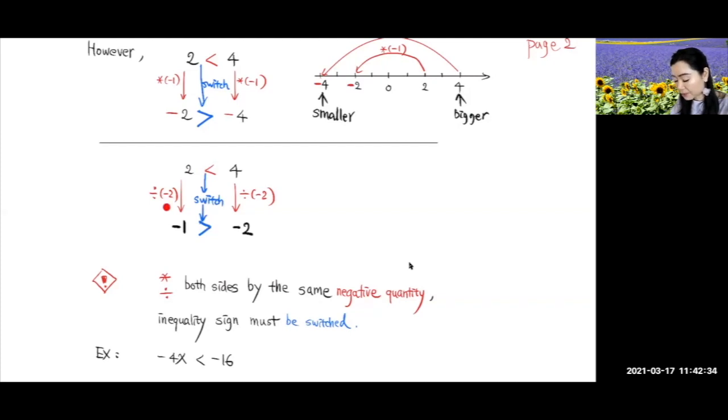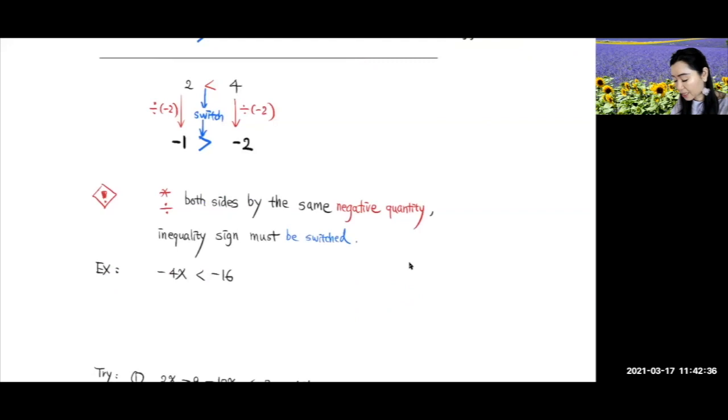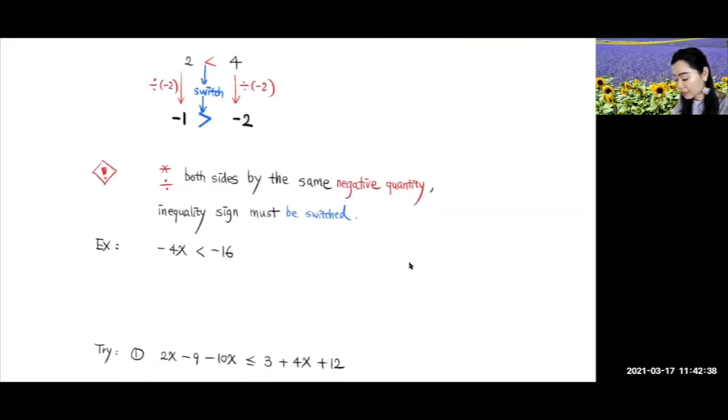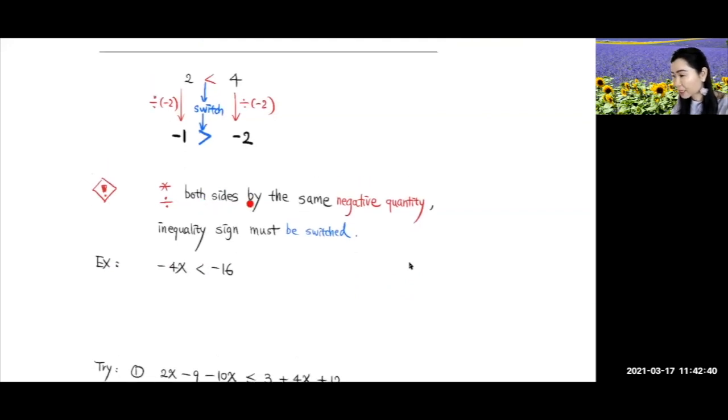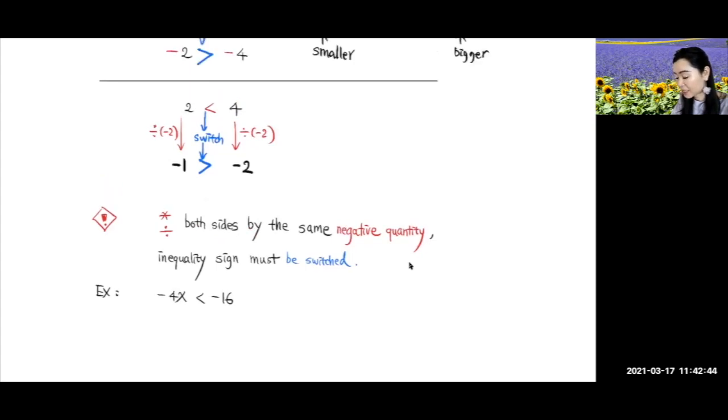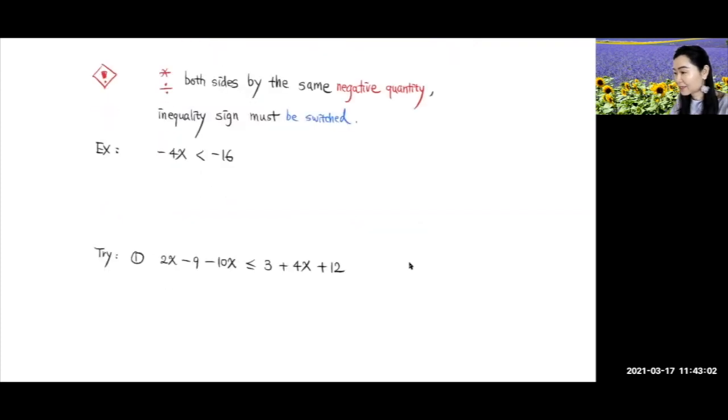So when you multiply or divide both sides of an inequality by the same negative number or negative quantity, the inequality sign must be switched. So the tip is going to point the other way. Before it pointed to the left side here, now it's going to point to the right side over here. Do you guys understand now?